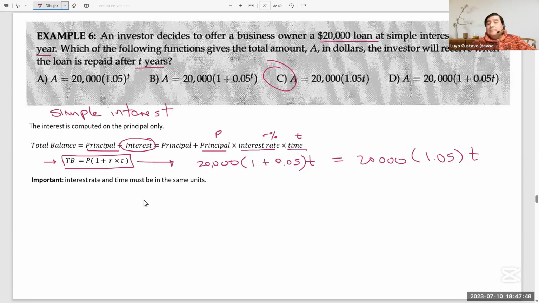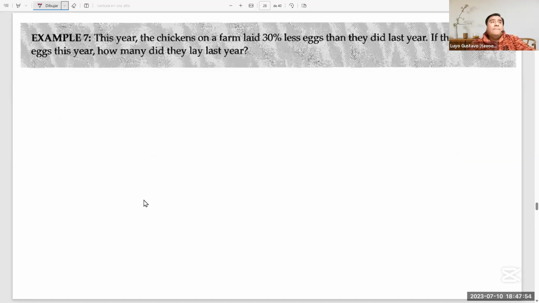A typical question with percents. Let's try one more. This is not about interest anymore. It's just percents. Try this one. This year, the chickens on a farm laid 30% less eggs than they did last year. If they laid 3,500 eggs this year, how many did they lay last year? That's the question.